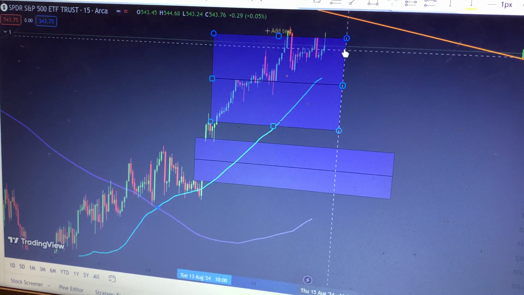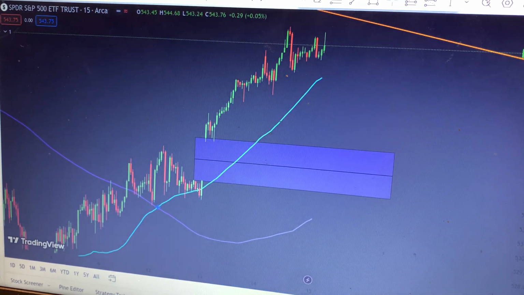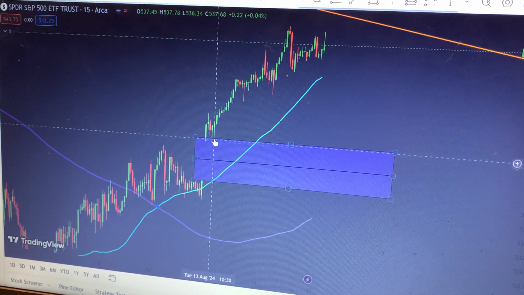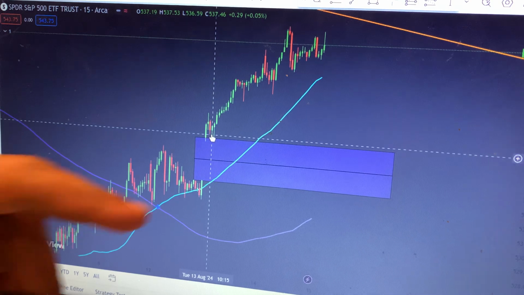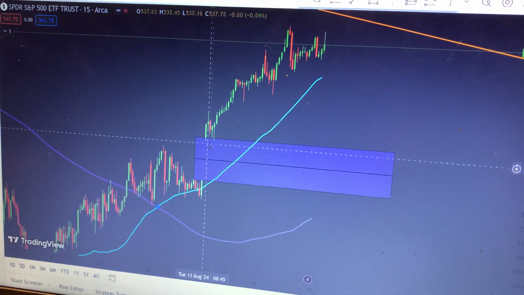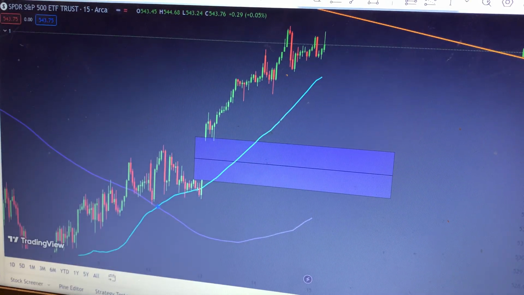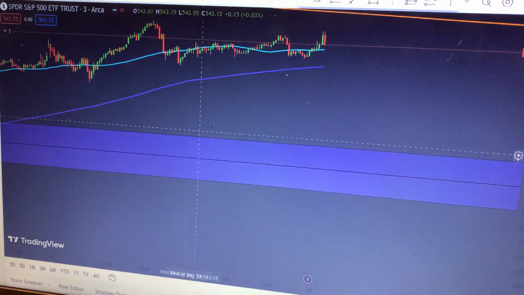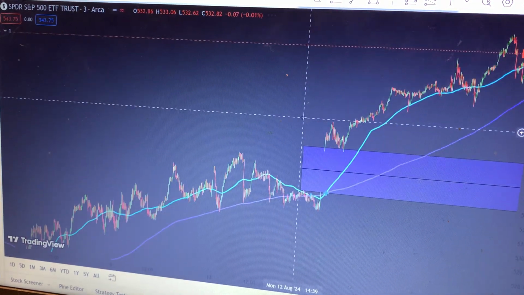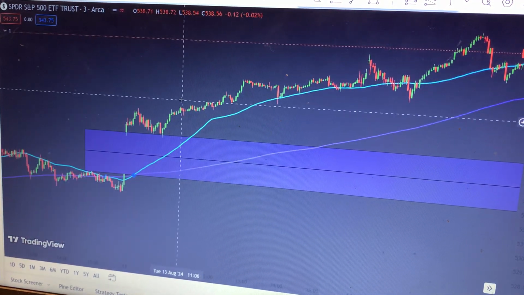So what we would be waiting for is price to come back down, touch this gap, and see how it reacts to this gap. So we'll go down to a lower time frame for a scalp. Since we're trying to scalp, we want to get a precise entry.